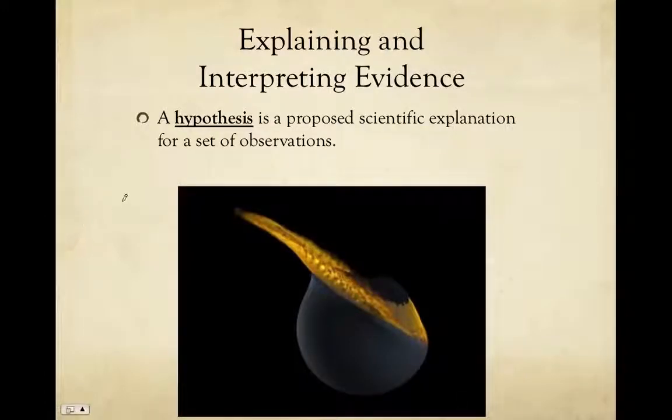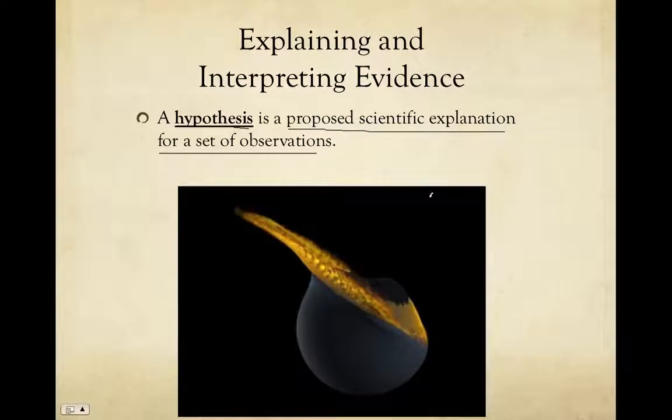After we've made an observation and asked some questions, we can propose a hypothesis. And a hypothesis, oftentimes teachers or people will refer to this as an educated guess. And although that's acceptable, I just don't like the word guess. And so what a hypothesis is, is a proposed scientific explanation for a set of observations. And so it's a little bit more than just a guess or an educated guess. You're using the observations that you've seen, you're using prior information, and you're going to propose an explanation for what you've seen, and that's a hypothesis.